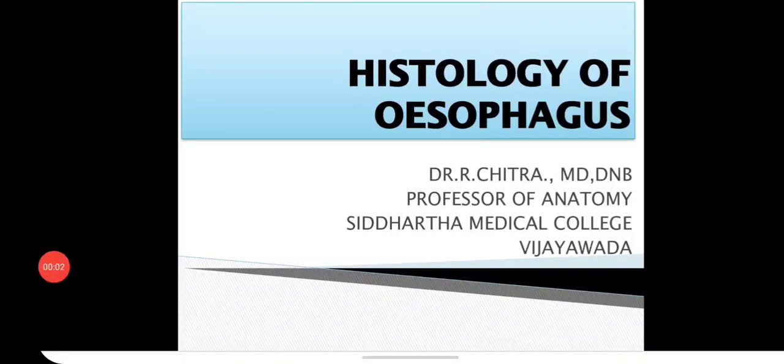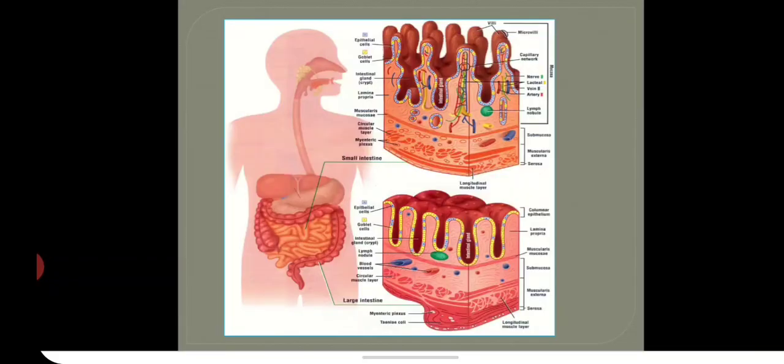Hi everyone, we have started the histology section and we have seen the histology of the tongue in the last class. So now we will continue with the histology of the gastrointestinal tract, and today's topic is histology of the esophagus. Before we see the histology of the esophagus, we will see the overall microscopic structure of the gastrointestinal tract.